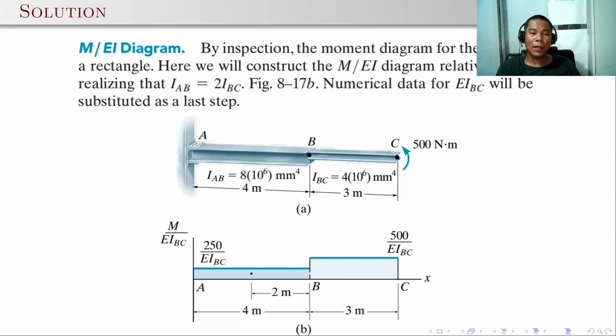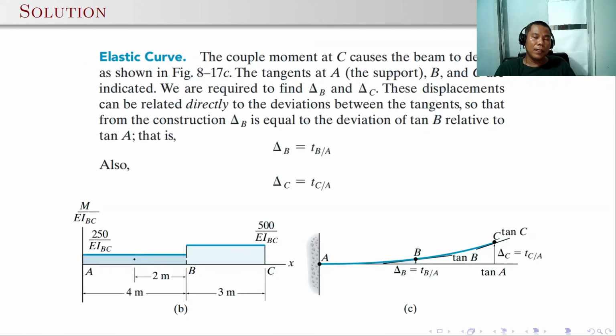So here, initially it should be 500 over EI, but since segment AB has twice the moment of inertia of BC, then you can just divide this by 2. So instead of 500, the M over EI is 250 over EI for segment AB. So here is the M over EI diagram. And to determine the deflection, you need to draw first the elastic curve. And since the couple M will tend to bend the cantilever beam upward, the deflection should be positive.